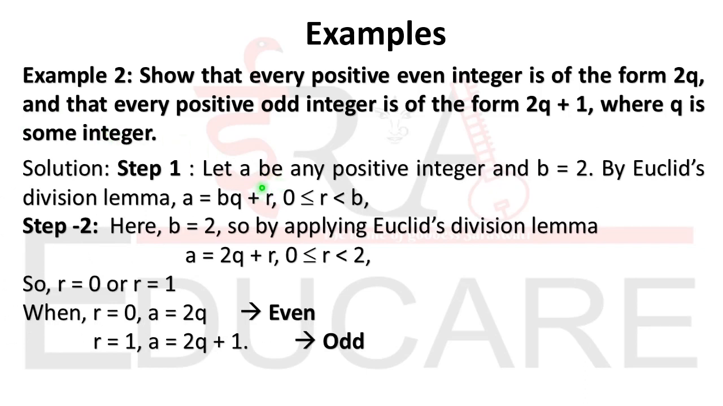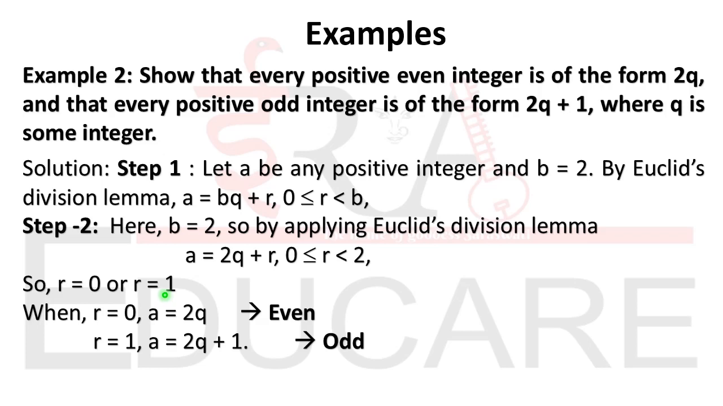So let a be a positive integer, right? Here b is equal to 2. Why? Because b is always 2 here, since 2q and 2q plus 1 are given. So b is equal to 2. So the possible values of r are less than b and always greater than or equal to 0, right? By Euclid's division lemma you know that the value of r is always greater than or equal to 0 and less than b. So here b is 2. So the possible values of r are r equal to 0 and r equal to 1.